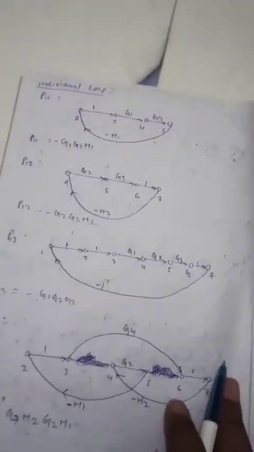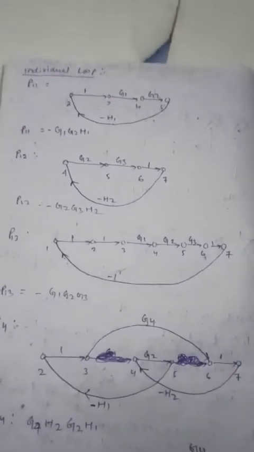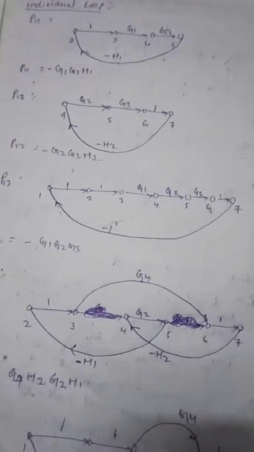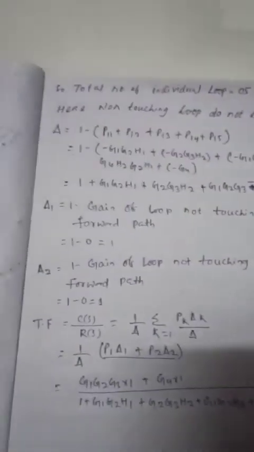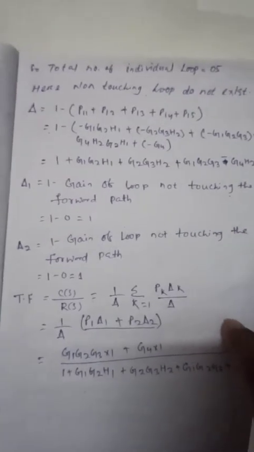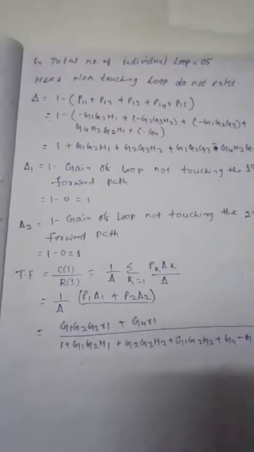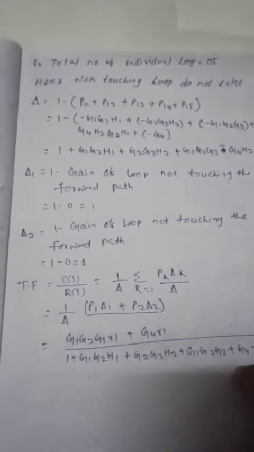So this is all about how to find the individual loop gain from the signal flow graph. Here we got the total number of individual loops as 5. So 5 individual loops are there.